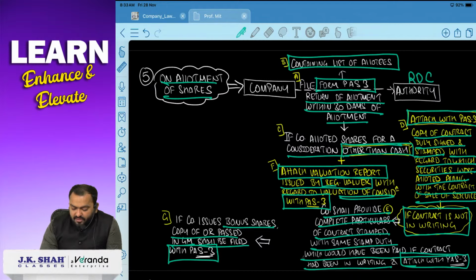When the company is making allotment of shares, after every allotment the company has to file the return of allotment in form PAS 3 with the ROC within 30 days from the date of allotment, which contains the list of allottees. Next, if the company has allotted shares for consideration other than cash, the company needs to attach the copy of the contract, if it is in writing, along with PAS 3. And if the contract is not in writing, then the company has to give the particulars of the transaction in writing, along with the stamp duty in the same manner as if the contract was originally entered in writing, and attach this copy with the return of allotment, PAS 3.